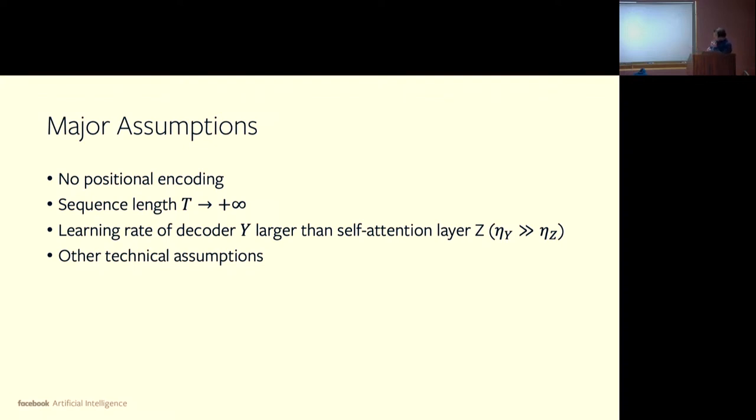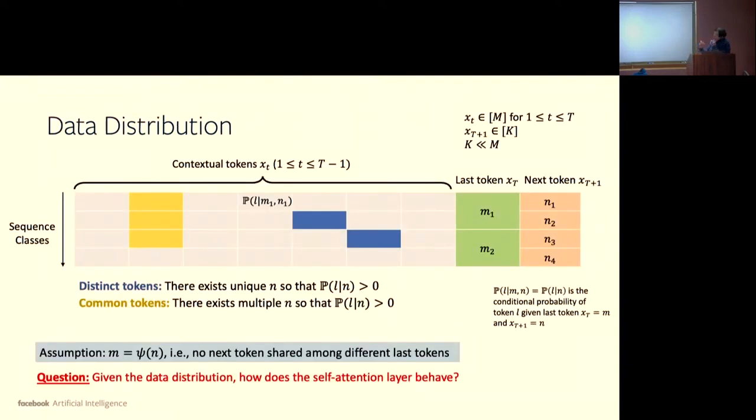Second, the sequence length goes to infinity. You have a very long sequence length. And third, which is a particular assumption in the Scan and Snap paper, is that the learning rate of the decoder Y is larger than the learning rate of the self-attention layer Z. And finally, there are some other technical assumptions.